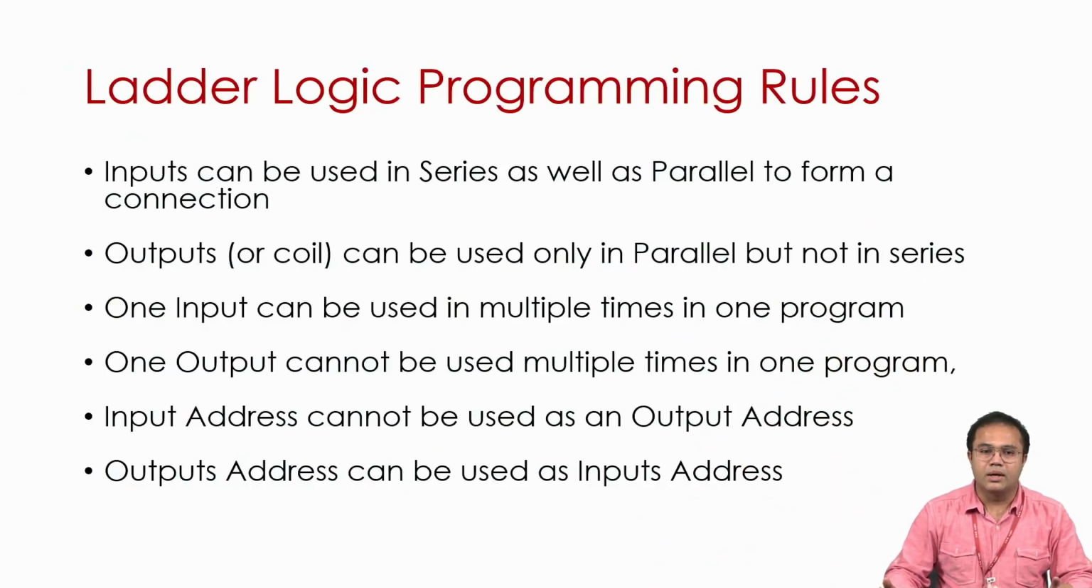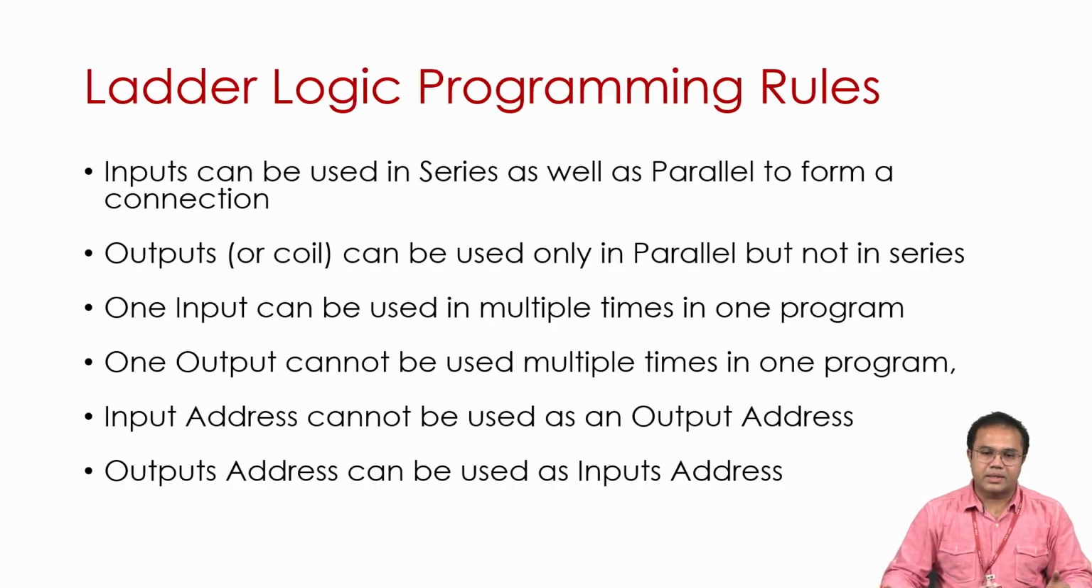When it comes to the rules, here simple rules are there. Input instructions, you can use them in series as well as in parallel to form any logic, whereas the output instructions, or coils as we say, can be used only in parallel but not in series. I'll justify why we have to follow it this way. Next, third point: one input can be used multiple times in one program, but an output cannot be used multiple times in one program. Input can be used multiple times, but output cannot.